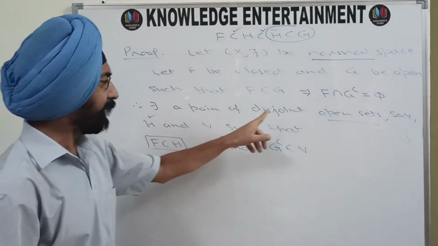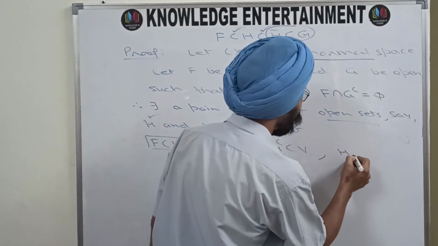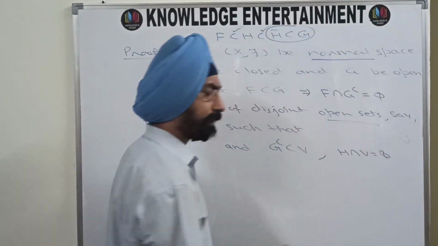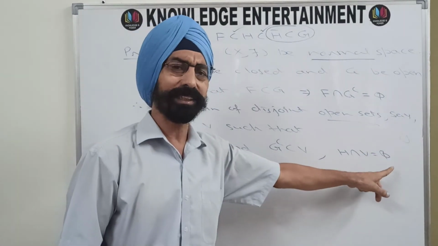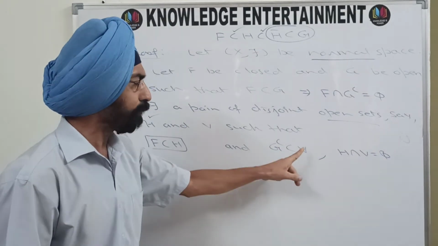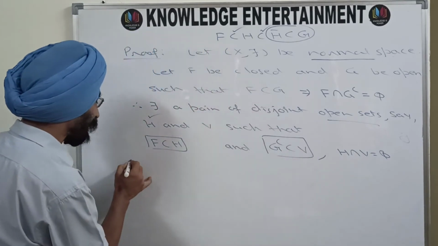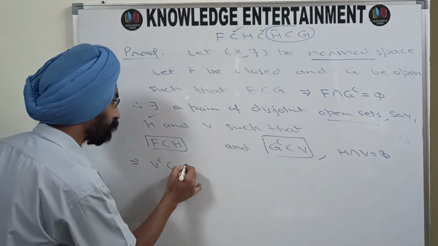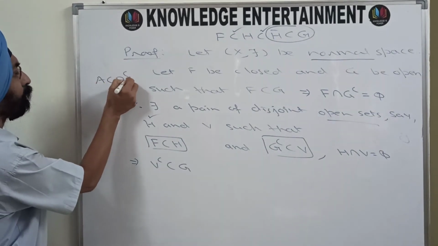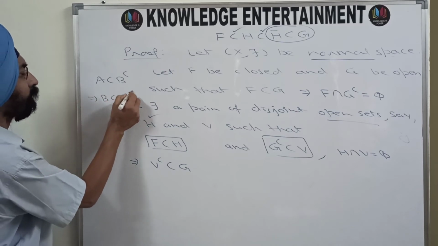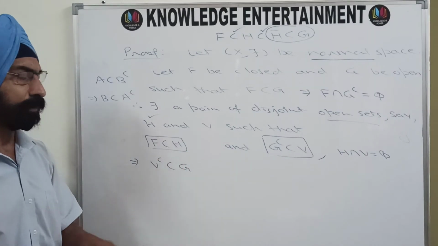Since H and V are disjoint, therefore H intersection V is empty. Now look, G complement is a subset of V. So G complement is a subset of V directly implies that V complement is a subset of G. Because from basic set theory, if A is a subset of B, then B complement is also a subset of A complement. So I have applied it here. V complement is a subset of G.